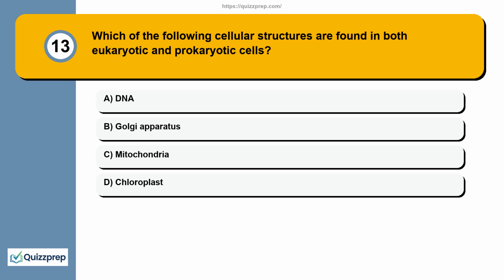Question 13. Which of the following cellular structures are found in both eukaryotic and prokaryotic cells? DNA, Golgi apparatus, mitochondria, chloroplast.